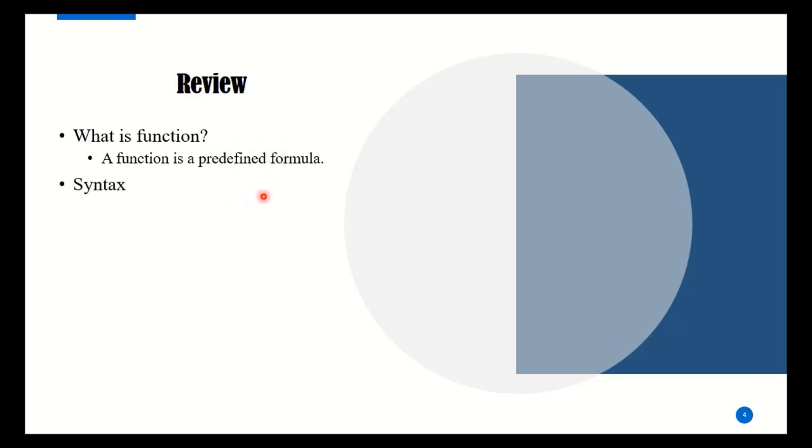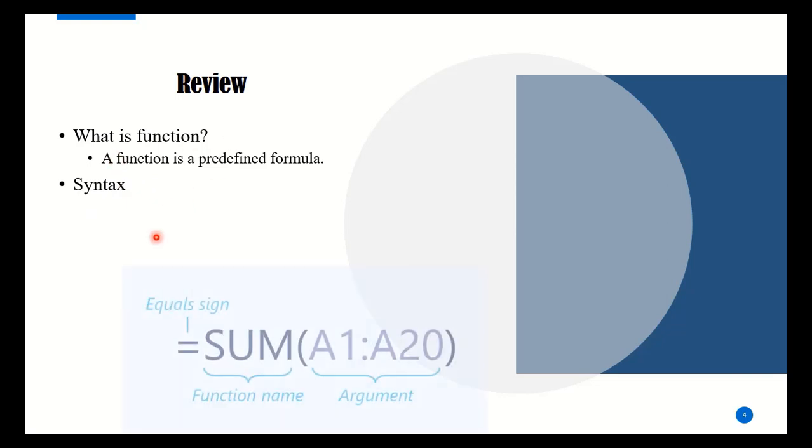So now the syntax of functions. First you type an equal sign. The second, the name of the function. For example, the SUM function: we use the SUM function when we want to add all of the numbers together, right? After the function name, you open the parenthesis and see the argument. So what is the argument? An argument is the value that the function needs to calculate.